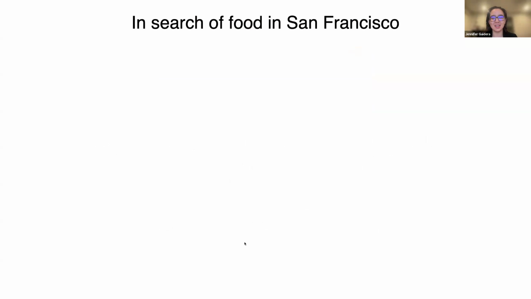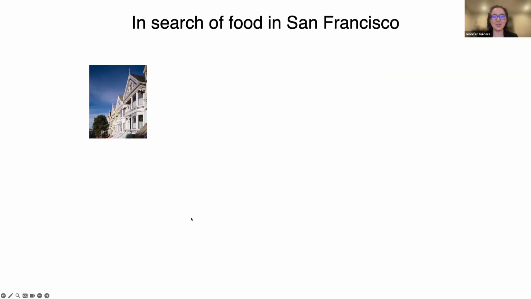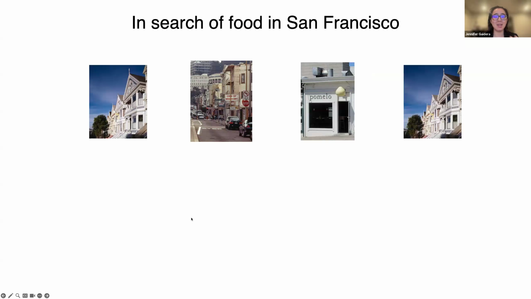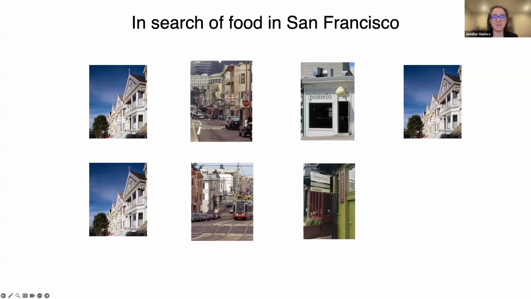To set the stage, I want to tell you a story. When I first moved to San Francisco, I discovered two restaurants that make tacos that I found I really enjoyed. So a typical experience I had was leaving my apartment in the evening, heading east towards Pomelo, where I'd pick up tacos and head home. And I made similar journeys to a different restaurant heading north to Nopalito.